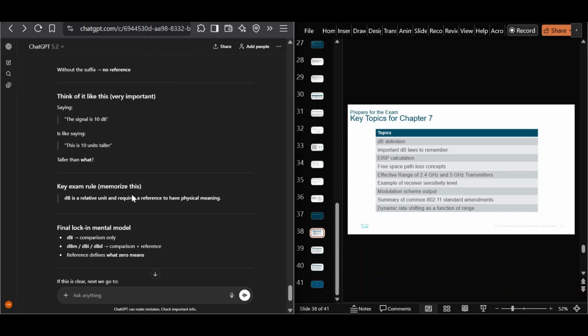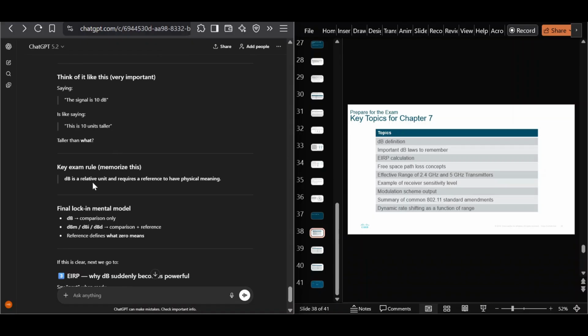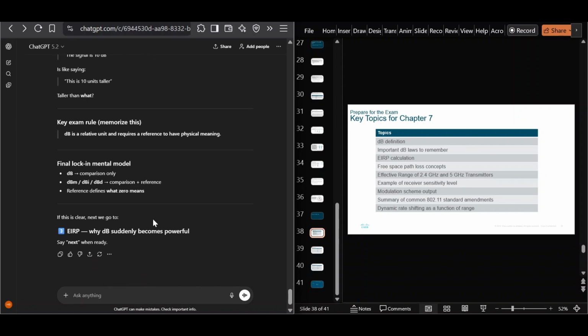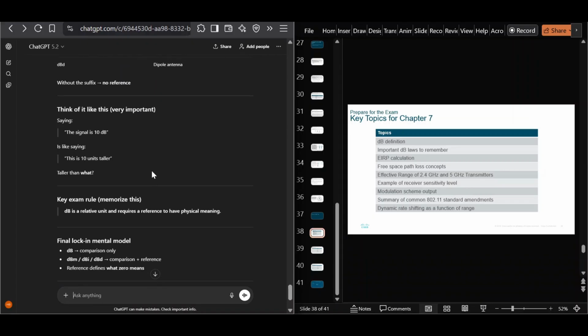Think of it this way: if the signal is 10 dB, it is 10 dB above the reference. dB is relative, and it needs a reference to make a physical comparison. dBm is dB comparison plus reference. Differences define what zero means, and so on for EIRP. Why does dB become useful?